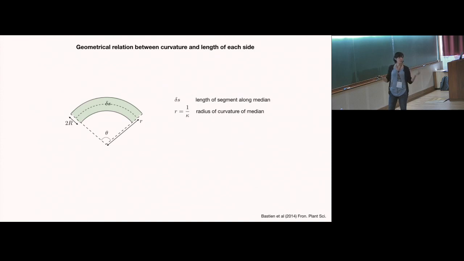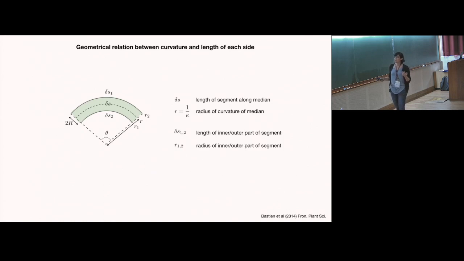Because remember that our parameter s goes along the median of the organ. And if we consider that this has a certain curvature, kappa, then I can define the radius of curvature. If I were to complete this as a circle, then its radius is the radius of curvature. You find it like so: R is 1 over kappa, from the median. And the angle here is some theta, okay?